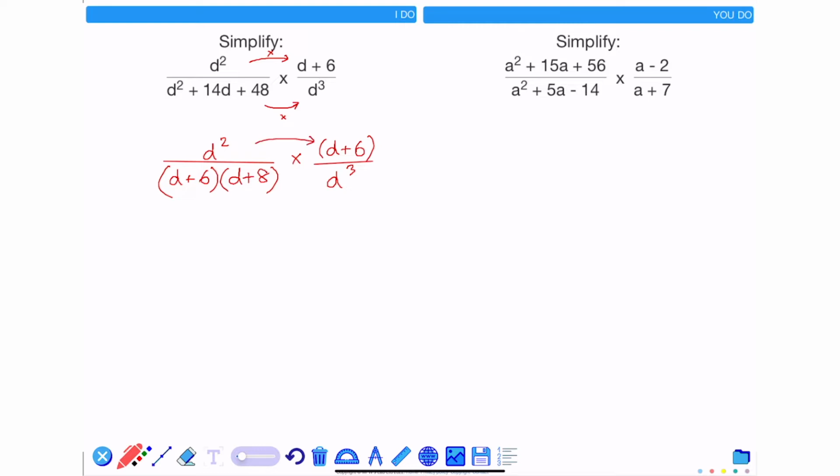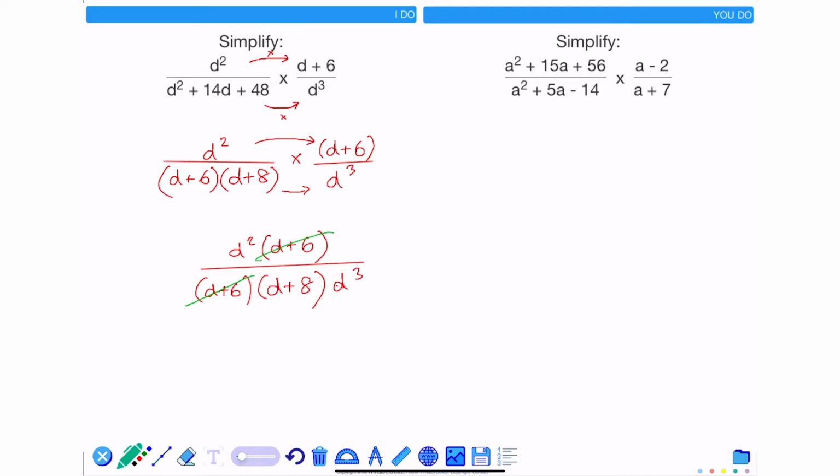Multiplying my numerators and multiplying my denominators, I can now write this as a single fraction. d squared multiplied by (d plus 6), all over (d plus 6)(d plus 8) multiplied by d cubed. Now that I've got it written as a single fraction, I can cancel out any common factors. The numerator and denominator both have a common factor of d plus 6.